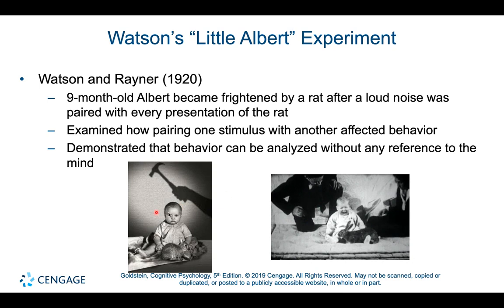And then Watson and his graduate student, Rosalie Rayner, would go on to do things like present little Albert with a bunny. These are actual pictures of them. We taught him to be scared of a rat. Does that generalize to being scared of other fuzzy small mammals? And in fact, it did. We can see little Albert fears the rabbit as well as the rat. He has generalized his fear.